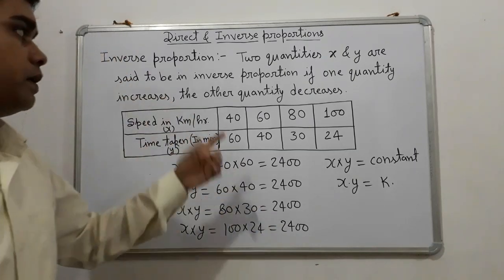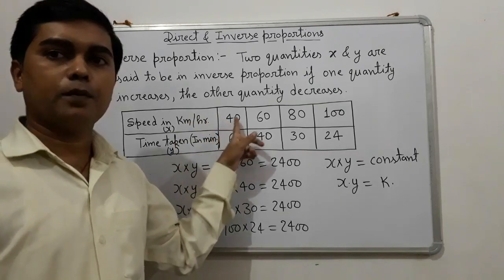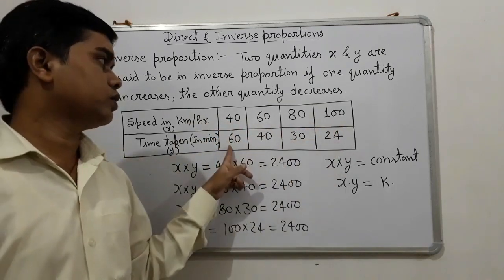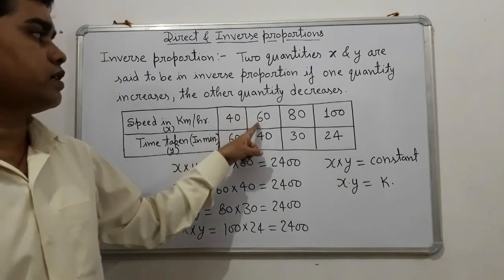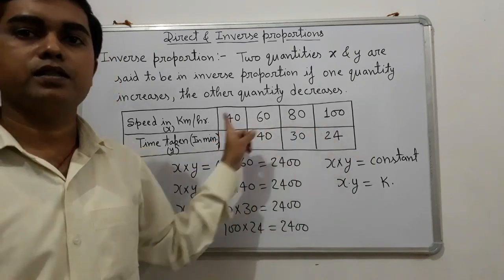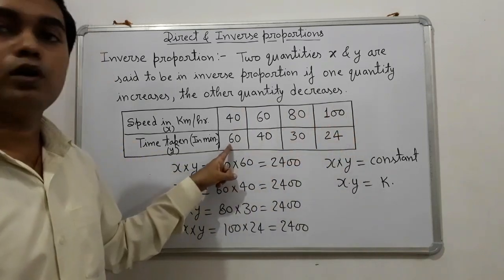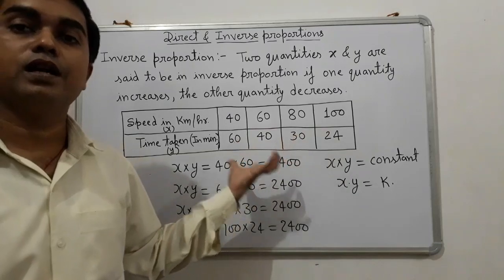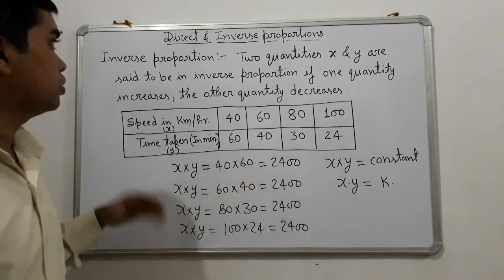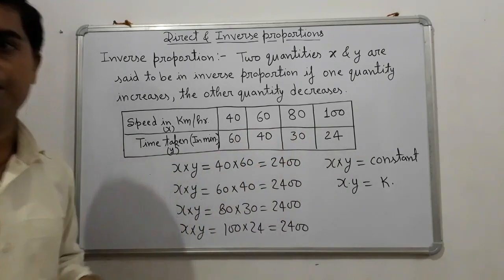और inverse proportion में क्या होगा? अगर एक वैल्यू आपकी इंक्रीज हो रही है तो दूसरी देखो डिक्रीज होगी. x की वैल्यू आप यहाँ पे देखो 40, 60, 80 and 100. It means this is increasing, but the value of y 60, 40, 30, 24 means this is decreasing. Okay, so this is inverse proportion.